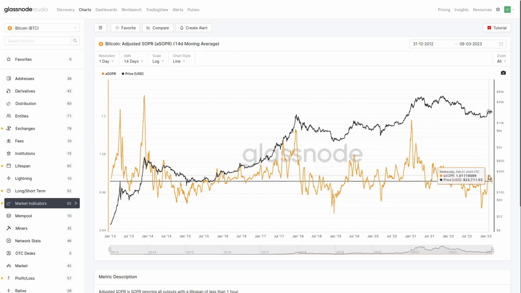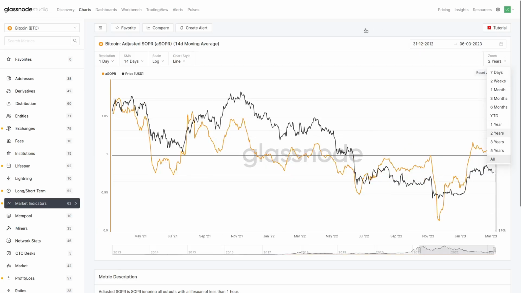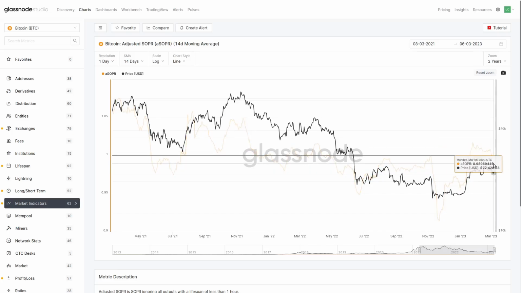Now you can see that we did break up above one for the first time in many, many months. Let's actually zoom in to a 2-year basis here. So we have managed to get some upside momentum. Profits were taken. You can see that as the profits start getting taken, the uptrend starts to cool off just a little bit. Now, the other thing to note is that as we've pulled back this week, we've seen aSOPR fall down below a value of one. That means that on average, if you look at the coins that are transacting right now, they are locking in a loss.